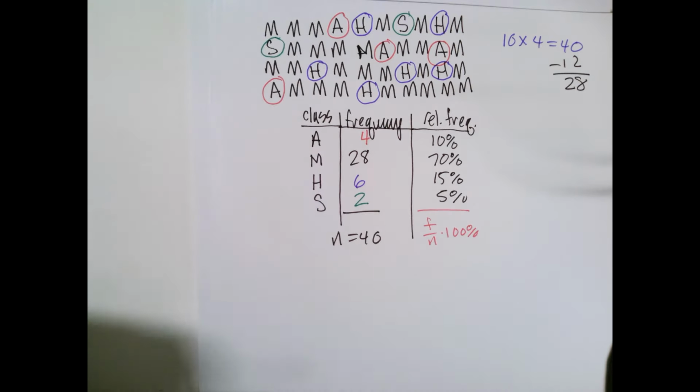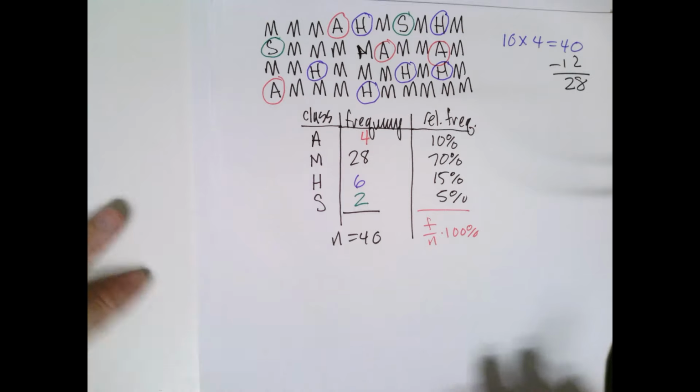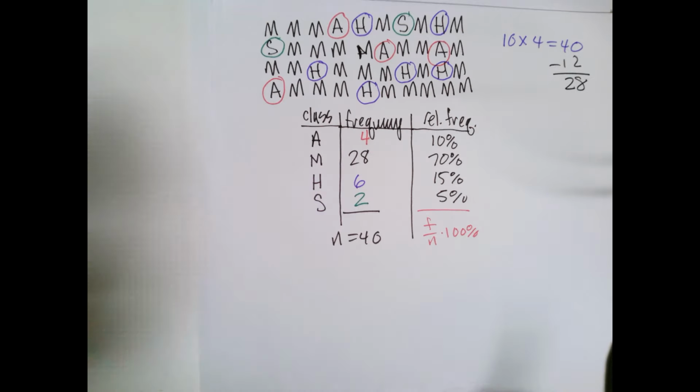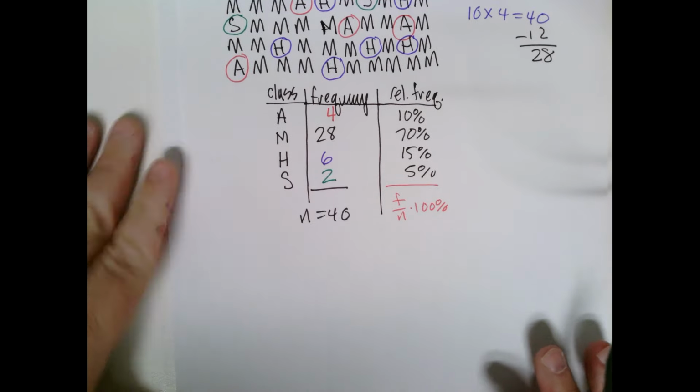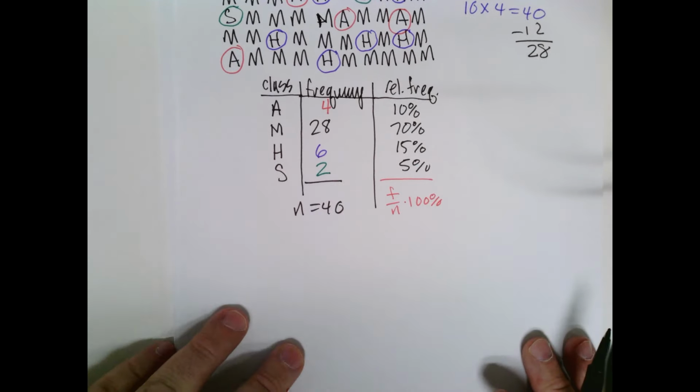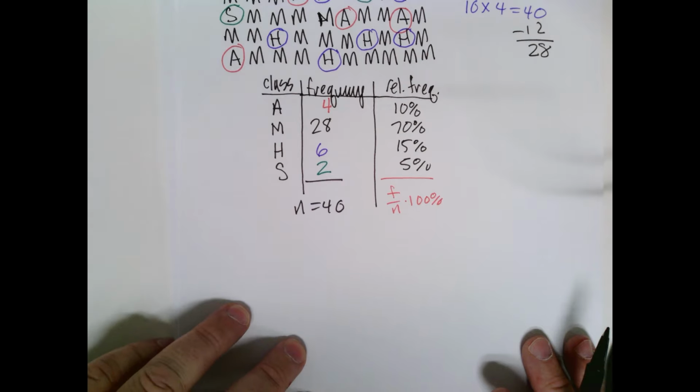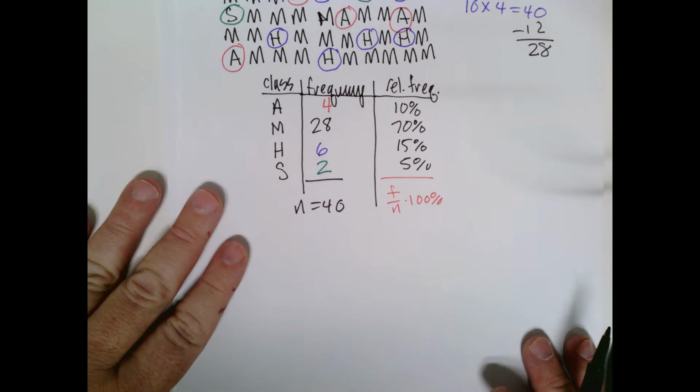You can't do the cumulative because there's no order. At least not a numerical order. Any order that we put on here is imposed by us and not the fact that it's supported by the numbers or the order of the number line. Okay? So that's it for the frequency distribution.